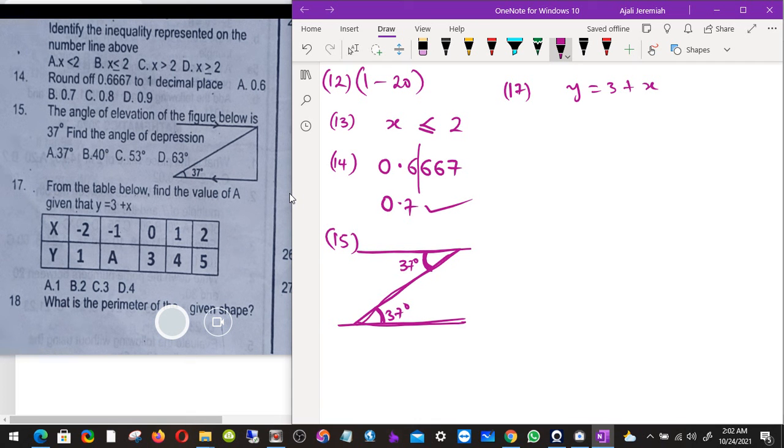When S is -2, Y is 1. When S is -1, Y will be something. When S is 0, Y is 3. When S is 1, Y is 4. When S is 2, Y is 5.